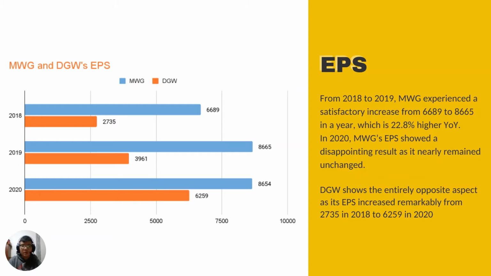In contrast, Digital showed an entirely opposite aspect as its EPS increased remarkably from 2,700 in 2018 to 6,026 in 2020, which is 128.75% higher, a wonderful result for Digital. Moreover, Digital's EPS saw consistent growth year by year and insane growth from 2019 to 2020. In general, MWG's EPS is still higher than Digital's in the period of 3 years. However, MWG needs to work more on its performance to increase their EPS to bring more profit to the company as well as their investors.